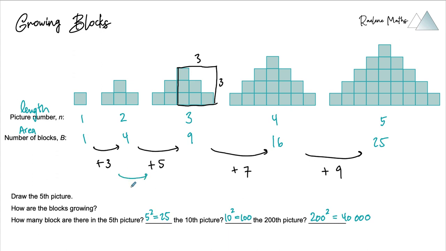In fact, we can take a second difference and we would add 2 to 3 to get 5. In other words, 5 minus 3 is 2. 7 minus 5 is 2. And 9 minus 7 is 2.